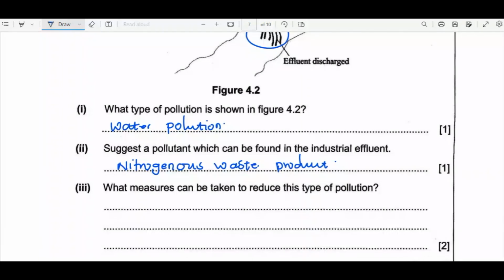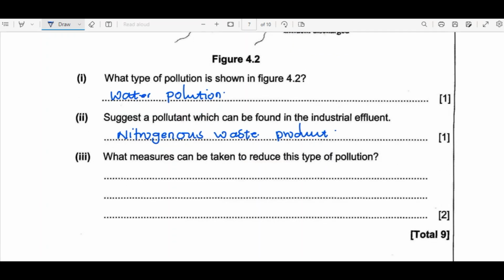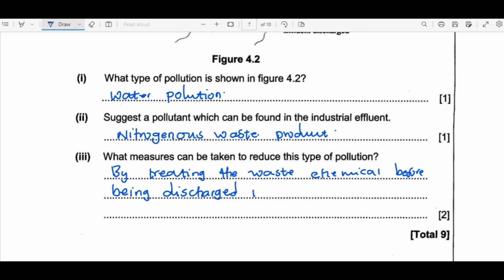Okay, we move on to what measures can be taken to reduce this type of pollution. So say by treating the waste chemicals before being discharged into a river.